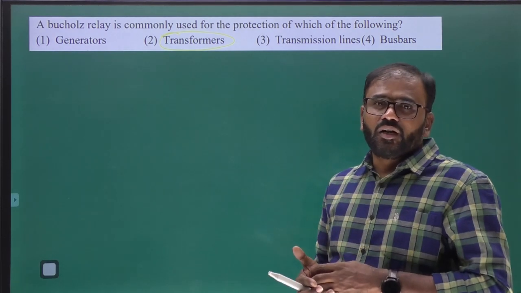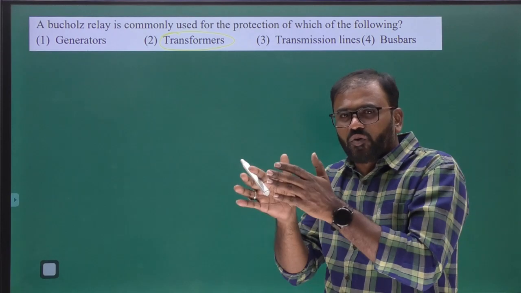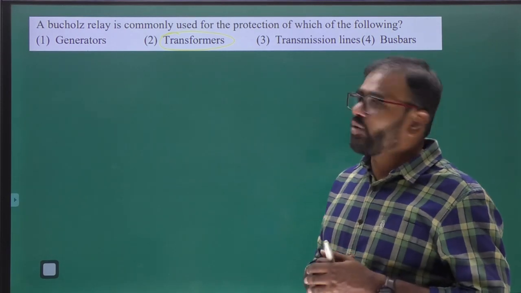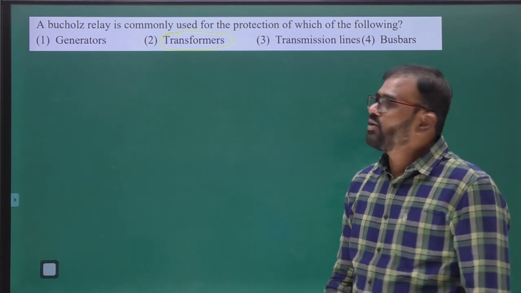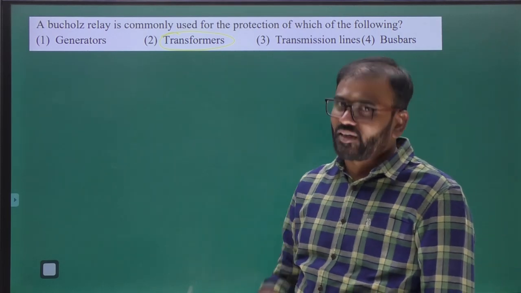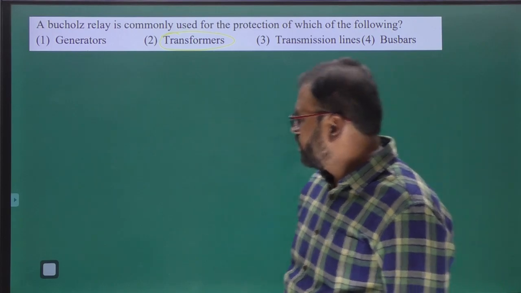Generally it is connected inside the pipe that connects the transformer tank and the conservator tank. So the main purpose of the Buchholz relay is to protect the transformer against internal faults. Now we'll move on to the next question.